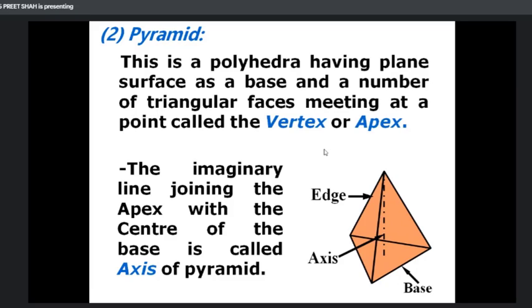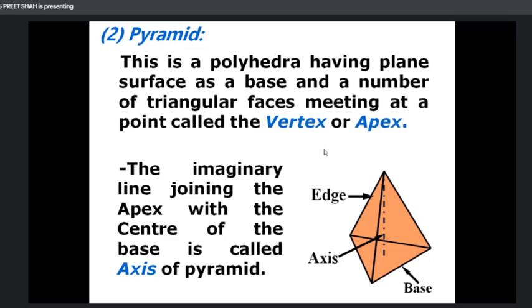Now next one is the axis of a pyramid. What is the definition of the axis of a pyramid? The imaginary line joining the apex and the center of the base, the line joining the center of the base to the apex, is called the axis of the pyramid. In the bottom shape there is a triangle, so you find the center of the triangle and connect it with the apex point. This imaginary line is called the axis of the pyramid.